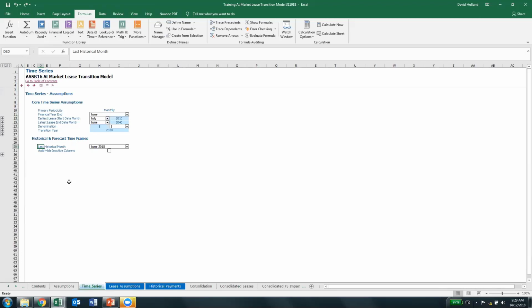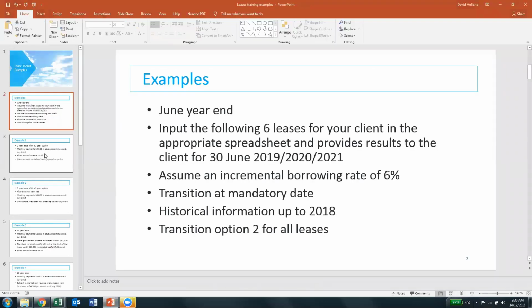Given that you only had information to 2018, you would set that month to June 2018. Next year, you could set that to June 2019 if you have that information, but the historical month should never be in the actual year that you're transitioning. So it can't go beyond June 2019. It could go earlier, June 2017, June 2016, but they're the restrictions of the model. So now that you've set up the time series tab, you're ready to start to put in some leases.